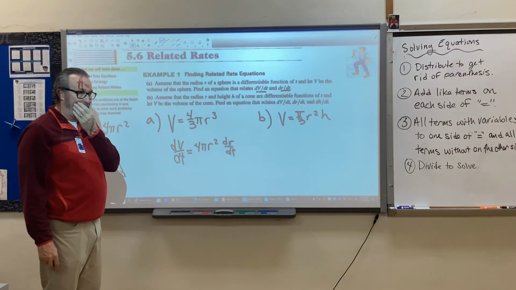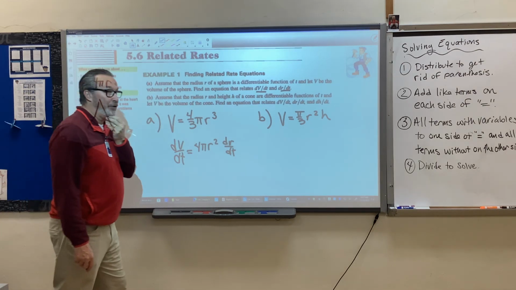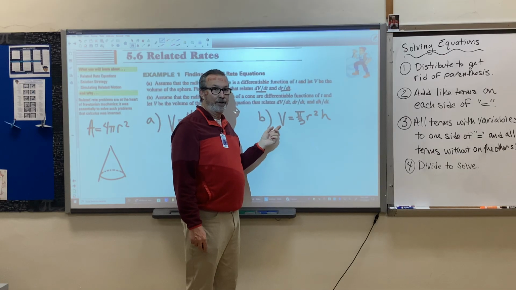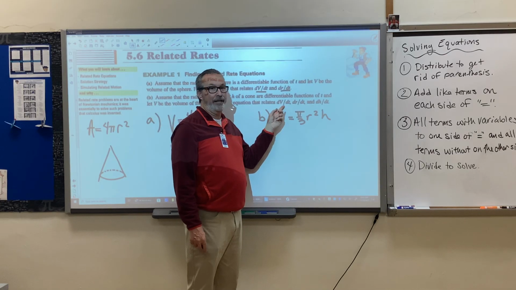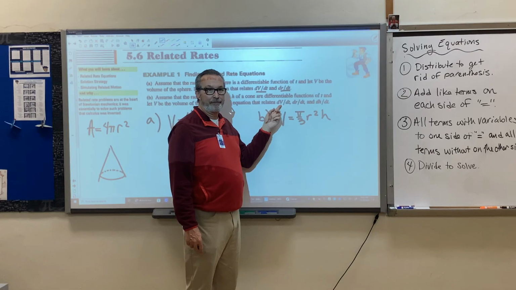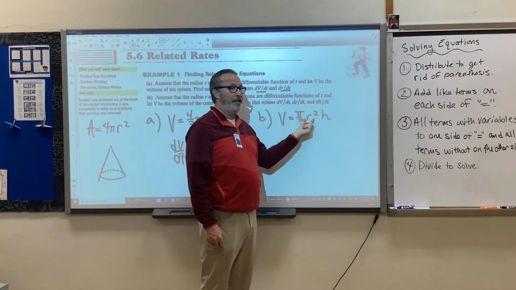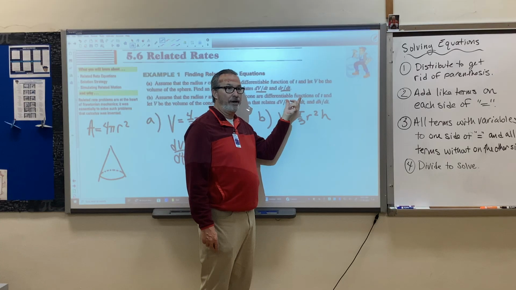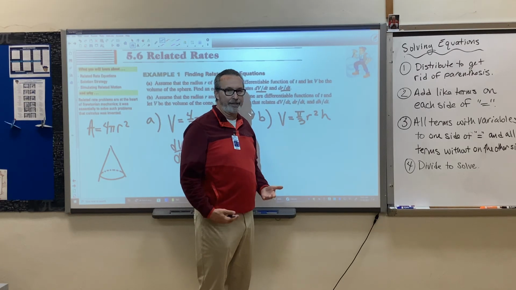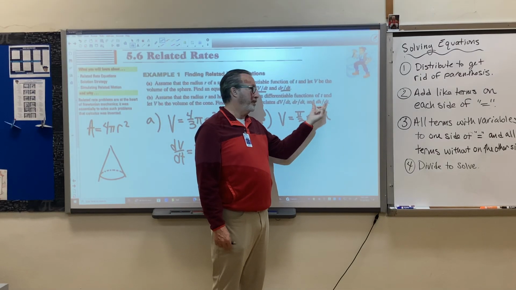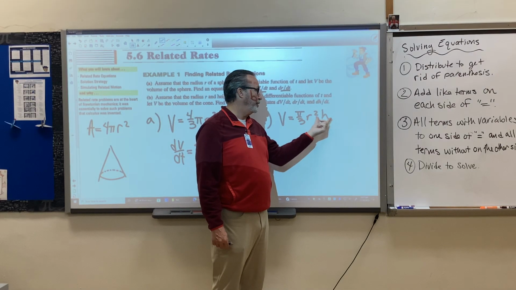Here's the volume. Now, what changes? Does the volume change? Yes, because it's got a dV/dt, right? Because it has a rate of change, that means it's changing. What about r? Is that changing? Yes, it doesn't say the radius is constant. What about the height? Is that changing? Yes, so we have a product of two functions.